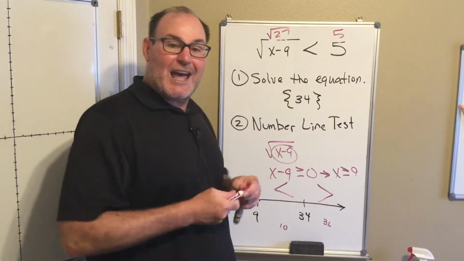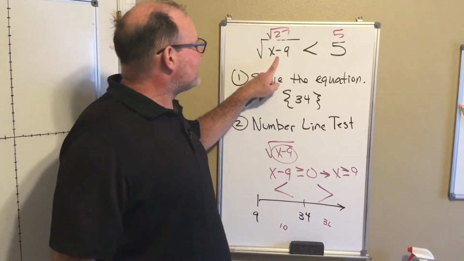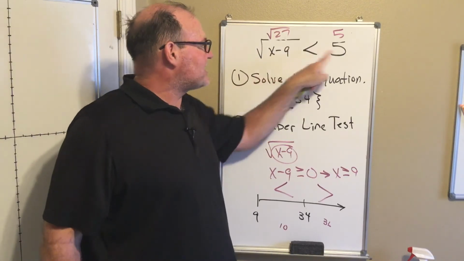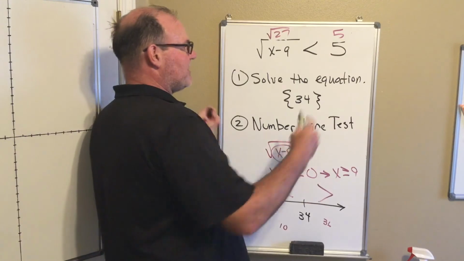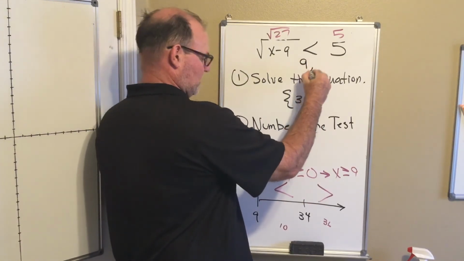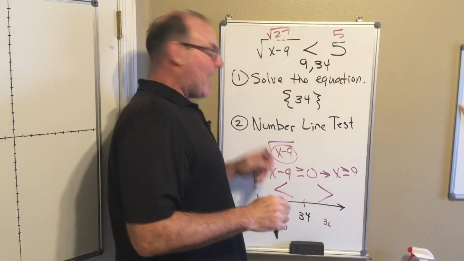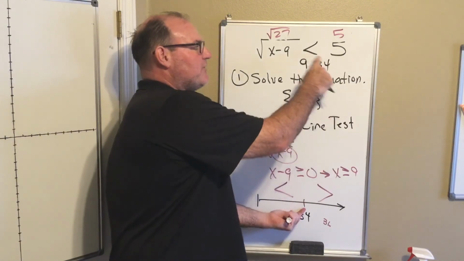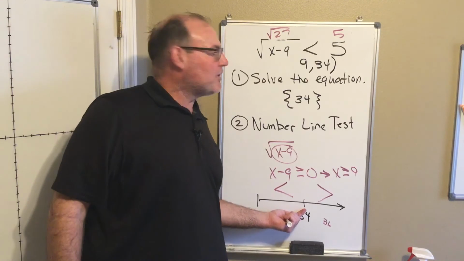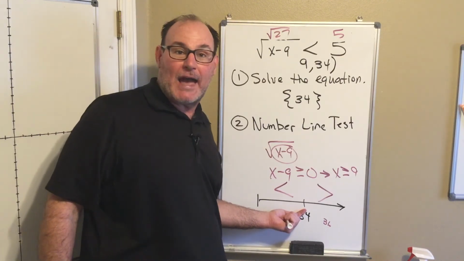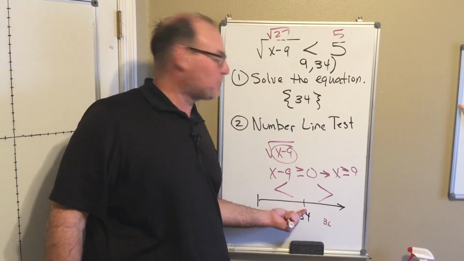So the question I asked at the beginning is, when is the square root of x minus 9 less than 5? Well, that is in this interval right here. So the interval is going to be from 9 to 34. Now, I'm not interested in the point of equality, so I'm going to put a parenthesis there. Maybe you just heard my cat meow. It's very excited about this problem.